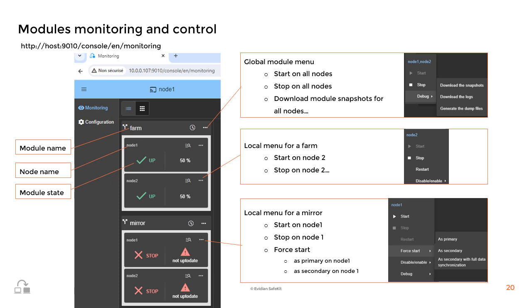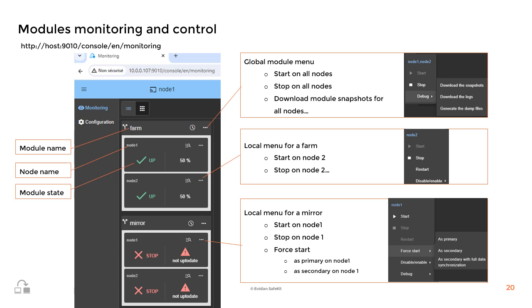The second menu is the local menu for the Farm module on Node 2. In this example, you can stop the Farm module on Node 2. By doing this, Node 1 will take over all TCP connections from the clients. You can also restart the module from this menu, which will execute the stop and start scripts defined during the configuration of the Farm module.